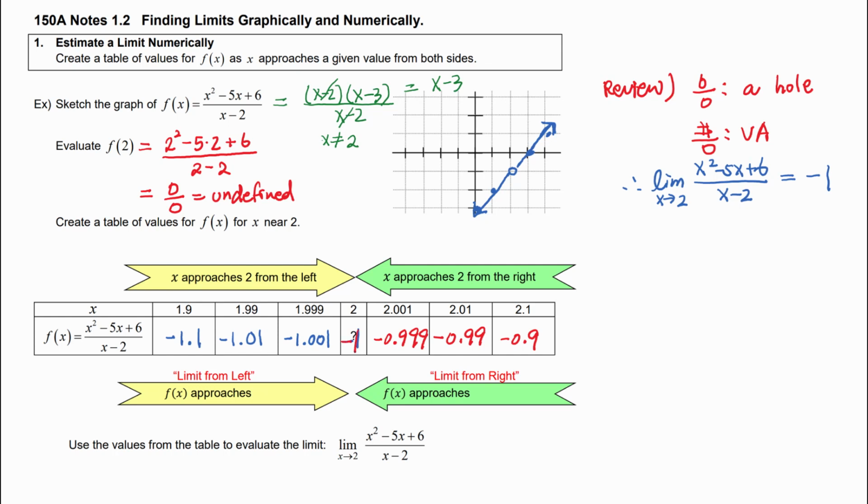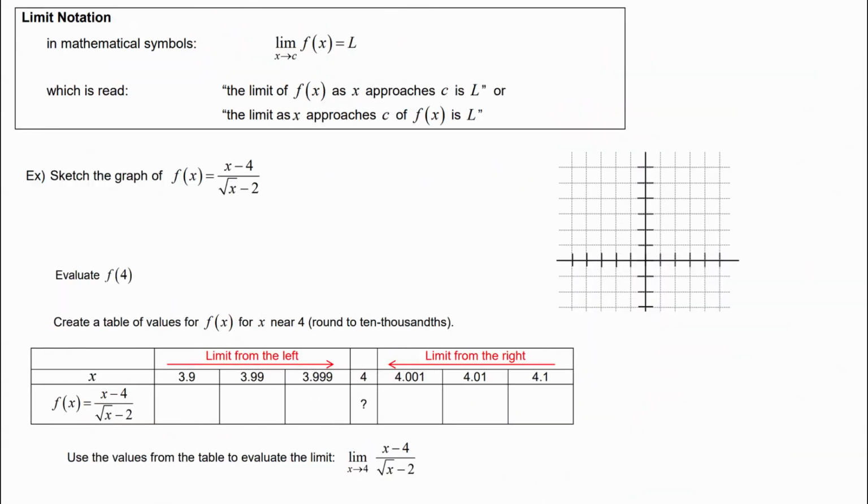Where do you think these numbers are trying to reach? Again, -1. So numerically, you can still see from the table values, the limit as x approaches 2 of this function is equal to -1. Did you understand, guys? Here is limit notation. In mathematical symbols, the limit as x approaches c of f(x) is L, which is read: the limit of f(x) as x approaches c is L, or the limit as x approaches c of f(x) is L.